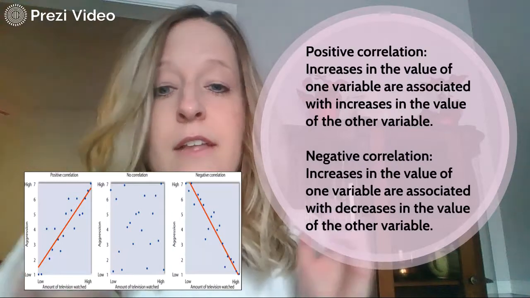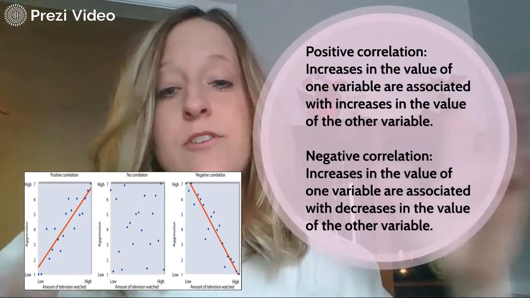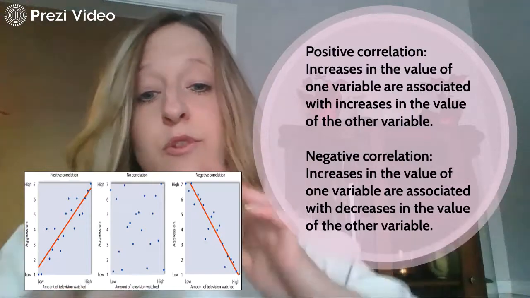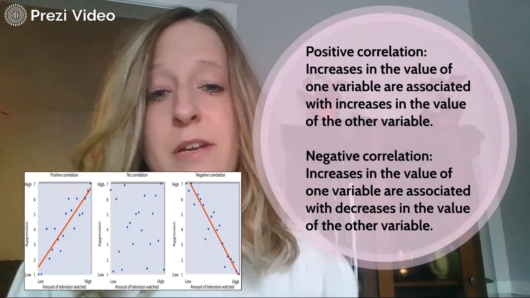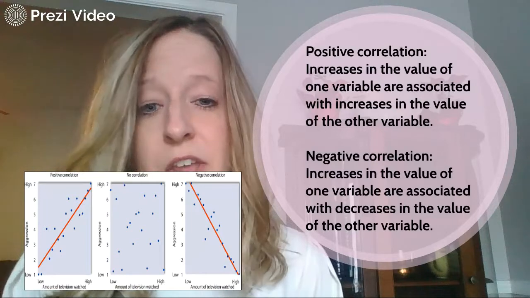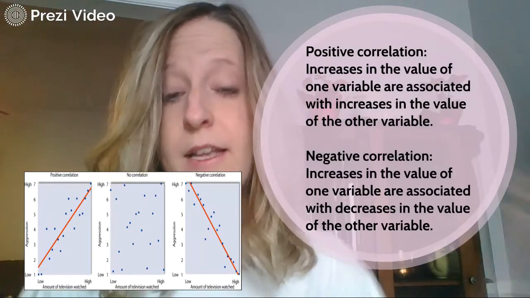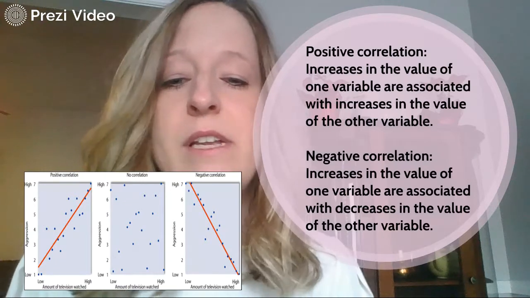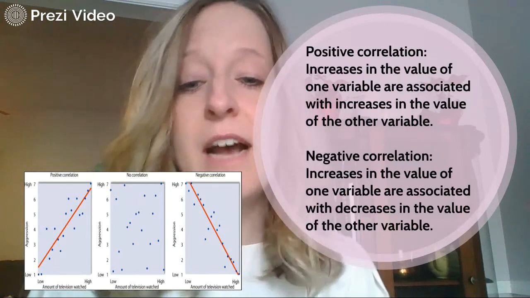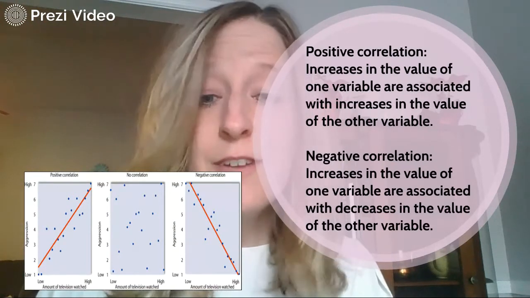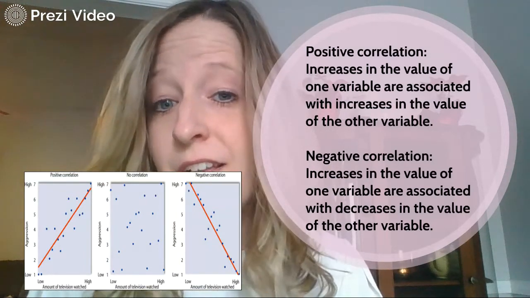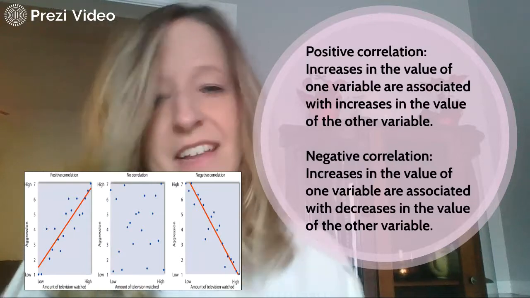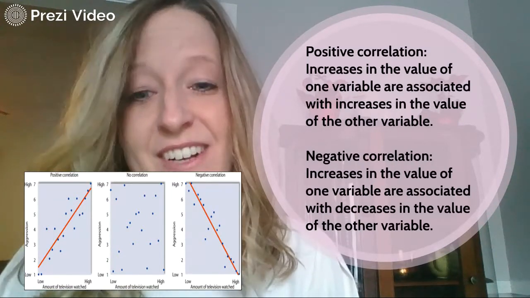Negative correlation, this means that they're moving in opposite directions. So as one increases, the other decreases. So they're moving away from each other. So think positive moving together, negative moving away. So here we see the opposite. This would be an instance when, as the amount of television increases, aggression is decreasing. So maybe people are spending so much time watching television, they don't have time to go out and behave aggressively.